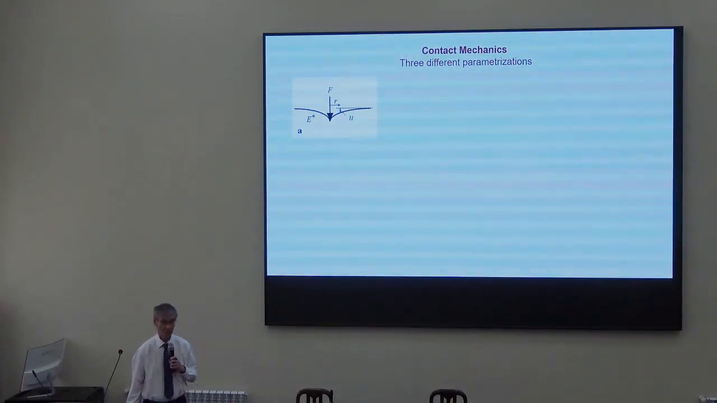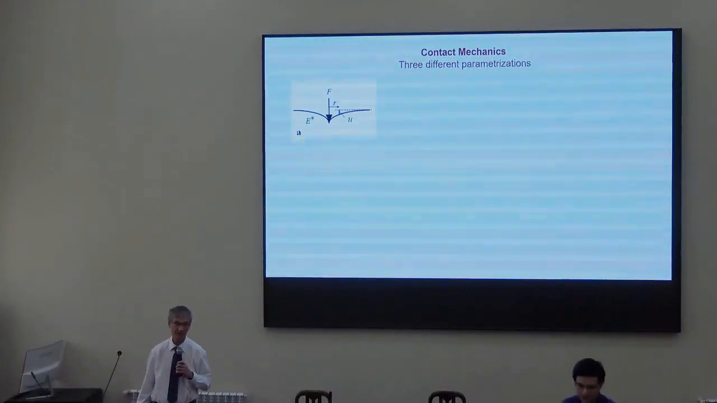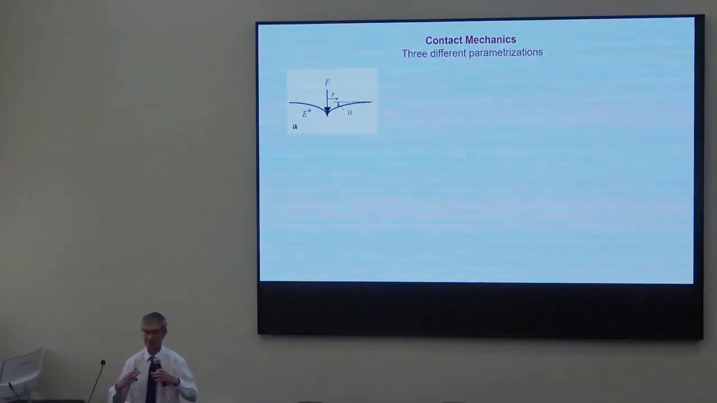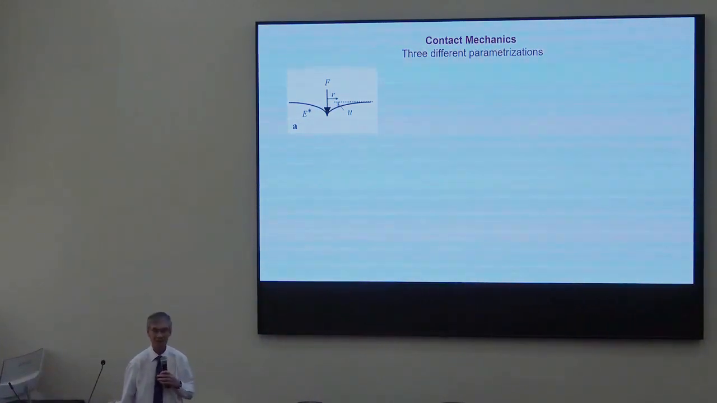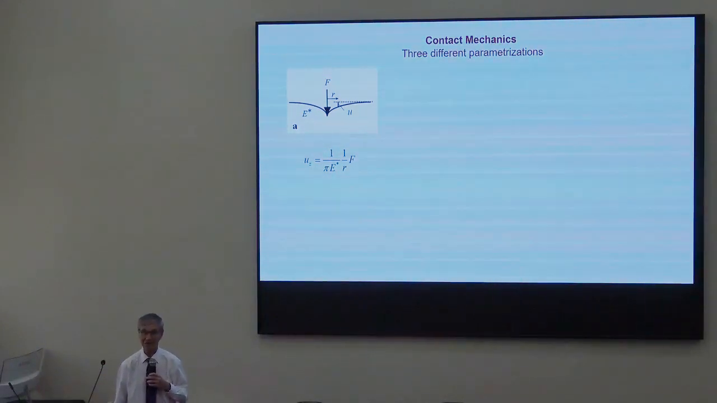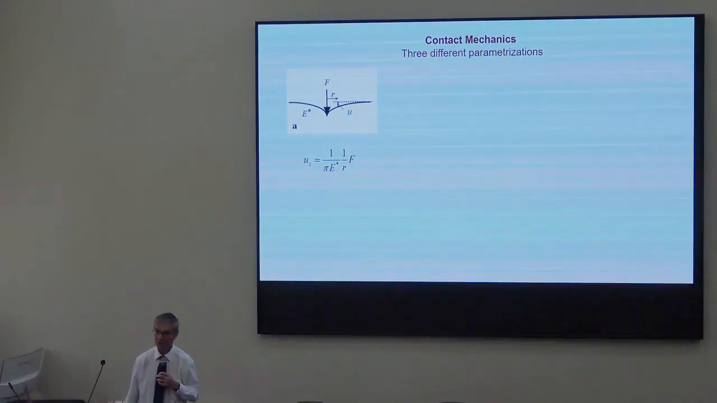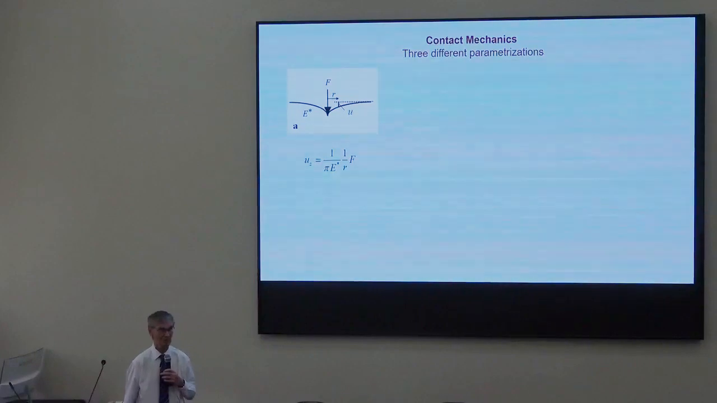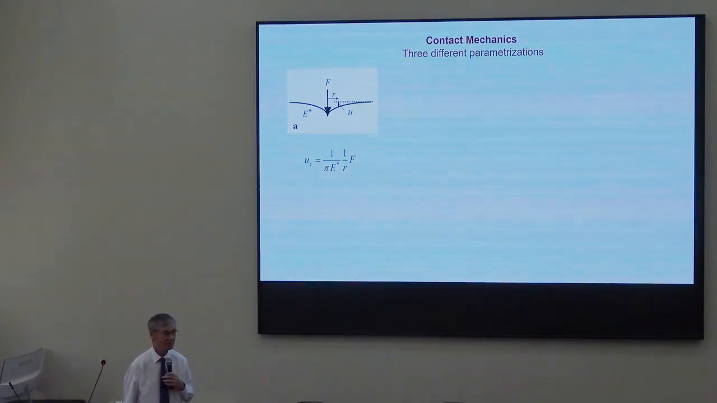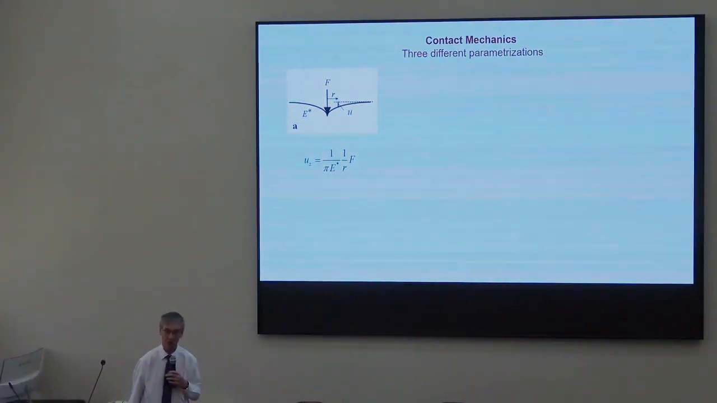The standard formulation of contact mechanics is based on the so-called fundamental solution. This is a solution for the displacement of the surface of an elastic body under the action of a concentrated force. This displacement is given by this famous equation, where r is the polar radius, the distance to the action point of the concentrated force, and E is the effective elastic modulus.